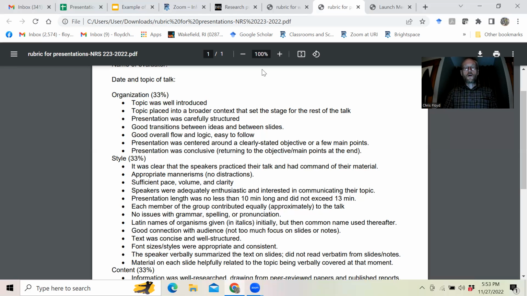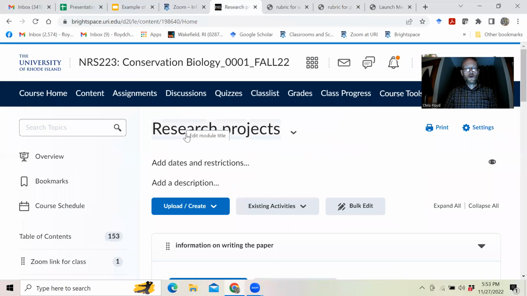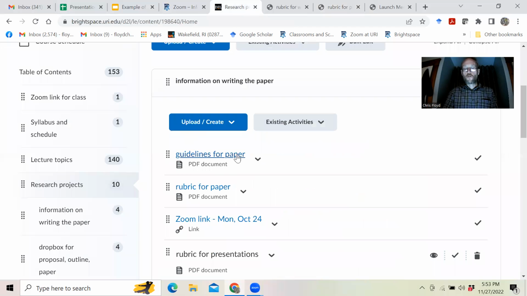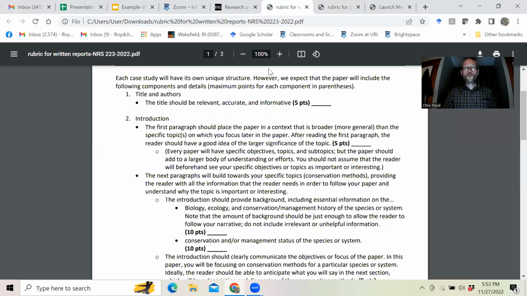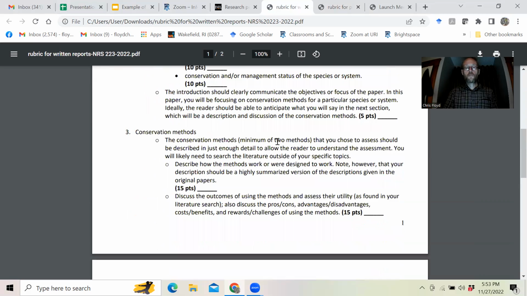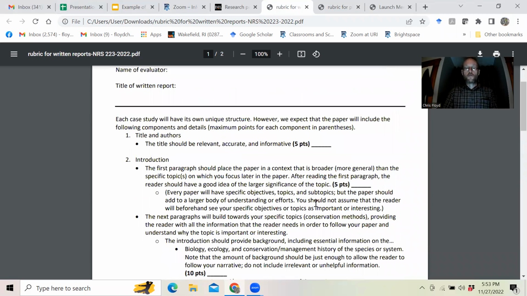A couple of things on your research projects here: there are the guidelines for the paper, the rubric for the paper, and the rubric for presentations. So here is the rubric for the paper, with all the different parts of the paper. The different slides are going to correspond to different parts of your paper.